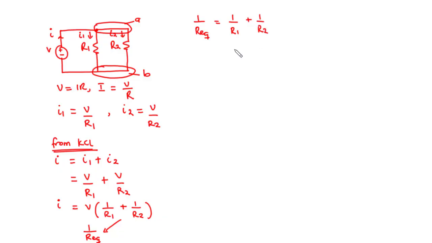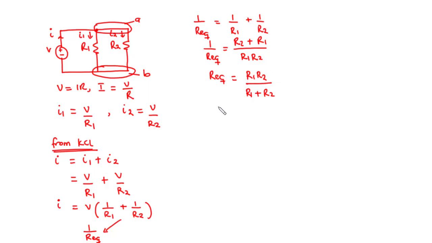Let's try to simplify this. So we have the LCM to be R1 times R2. We divide this value by R1, and then we have R2 when you multiply by 1, and then we divide this by R2, and then you still multiply by 1, and then you have R1. So that is equal to 1 over Req, and thus Req is equal to the reciprocal of this. So R1 R2 divided by R1 plus R2. Now what this primarily means is that the combination of two resistors in parallel is given by the product of the two resistors divided by their sum.